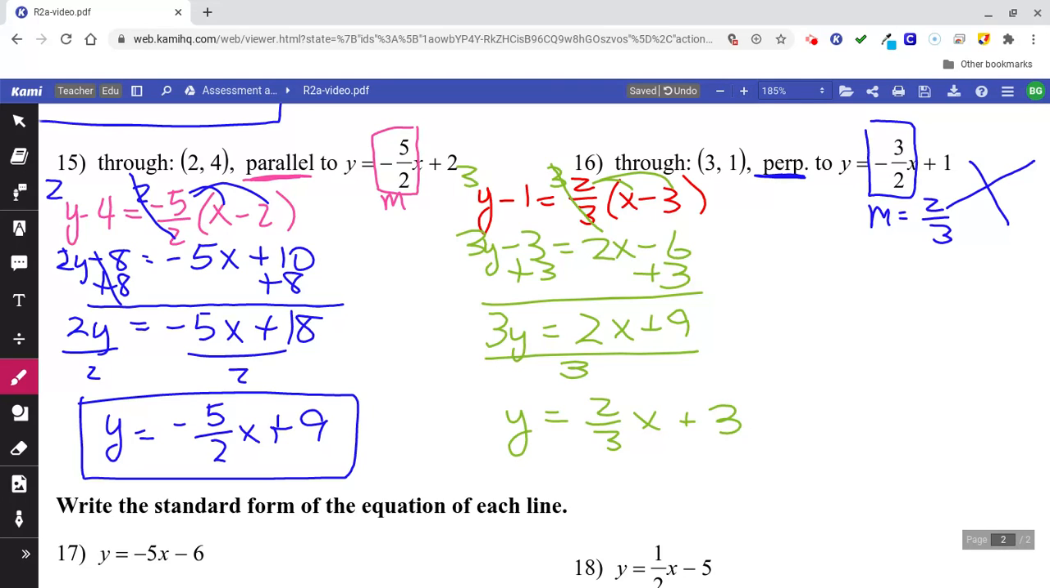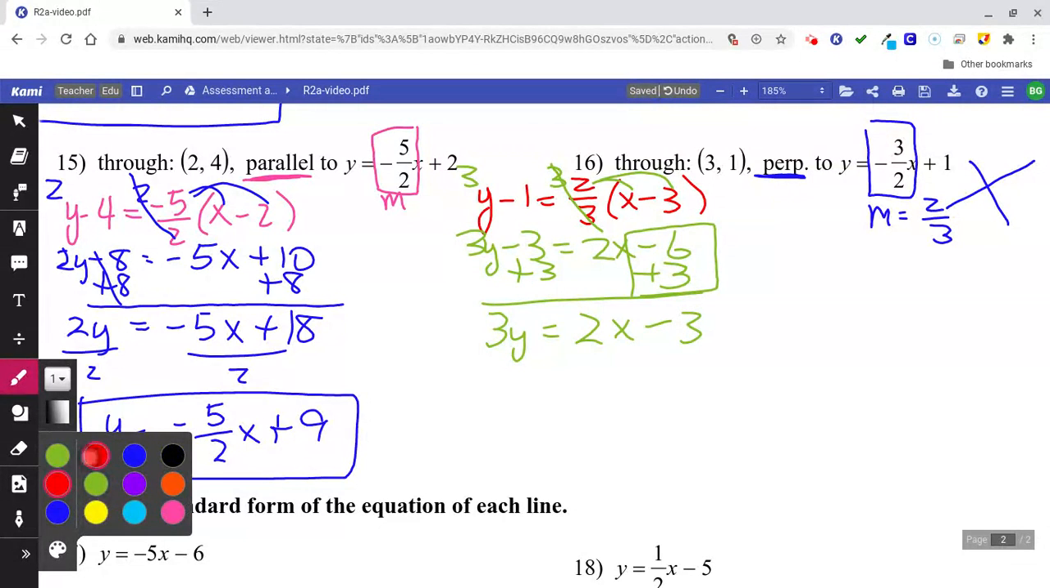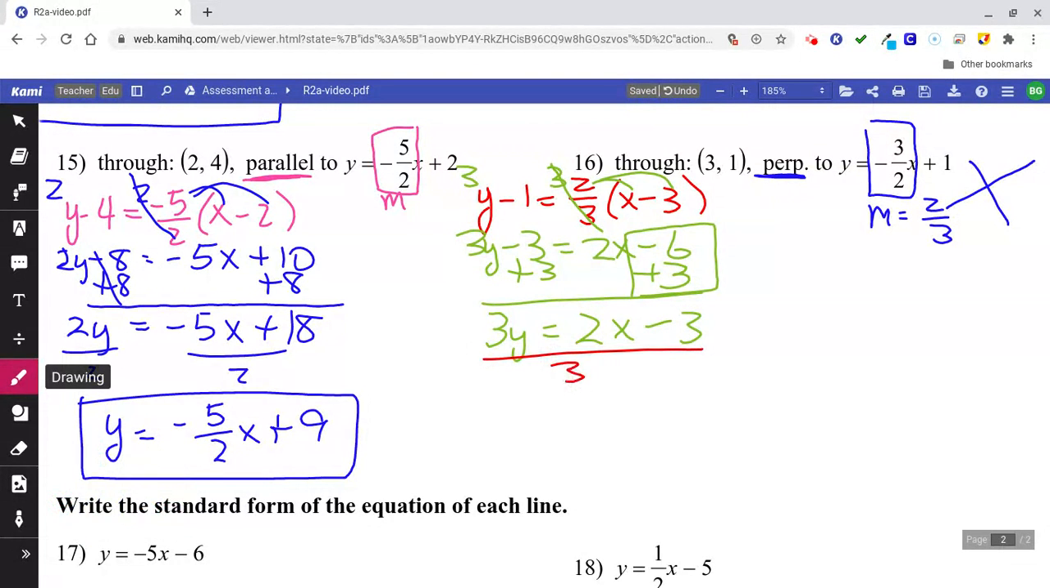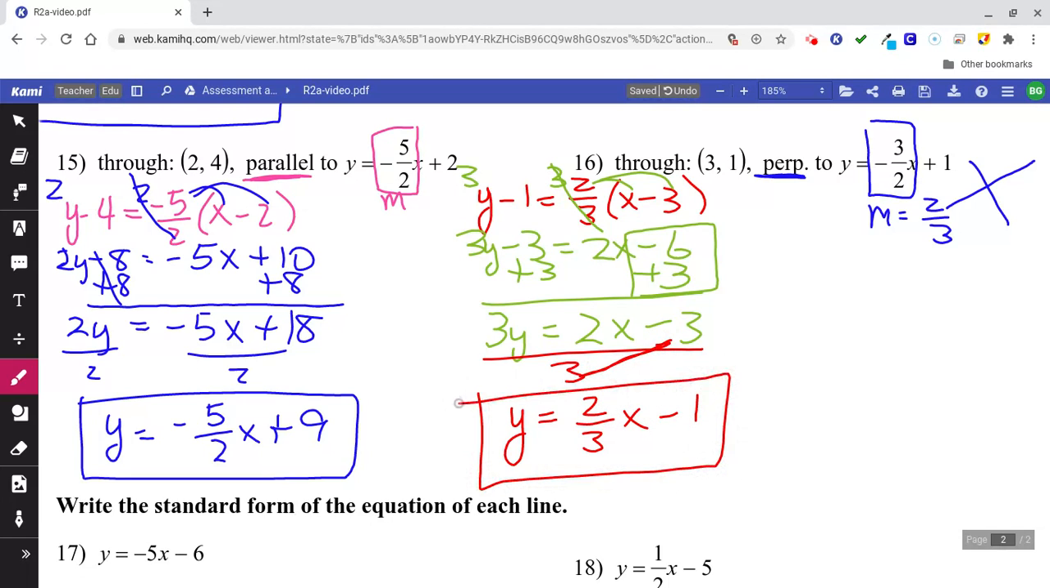I made a mistake. Hang on. Back up. Back here, when I did -6 plus 3, -6 plus 3 is -3. All right, sorry about that. So I made a mistake. Now I fixed it. Now we divide by 3. Y equals 2/3 x minus 1, because -3 divided by 3 is -1. There we go. That's better.